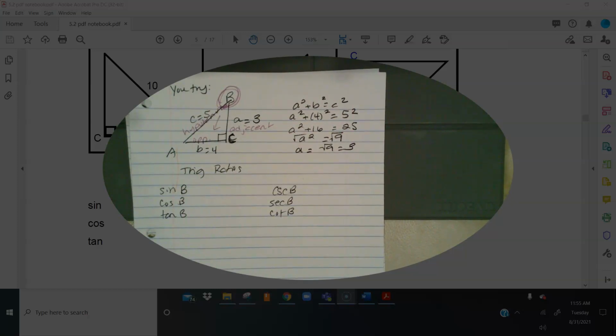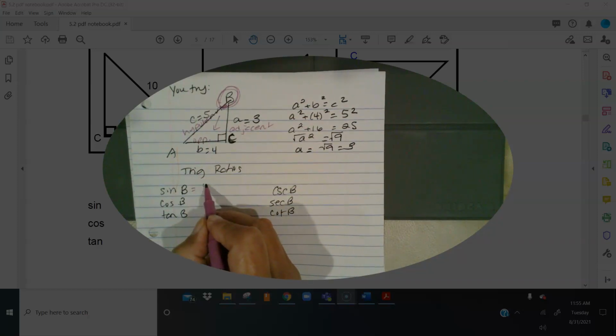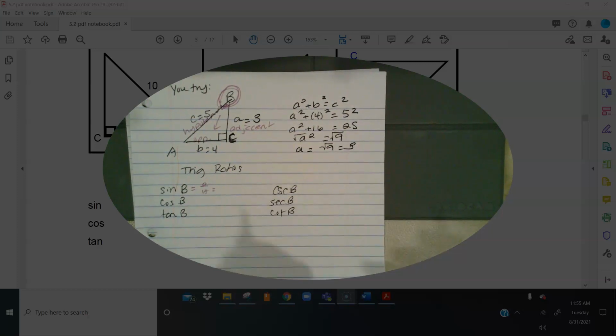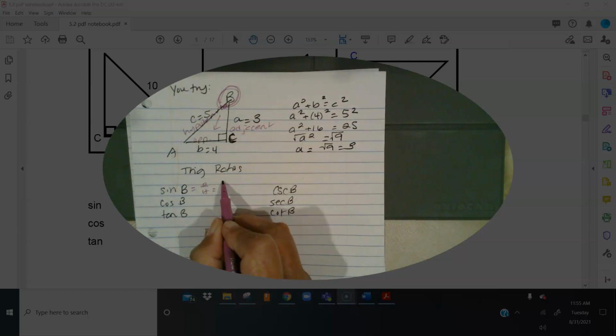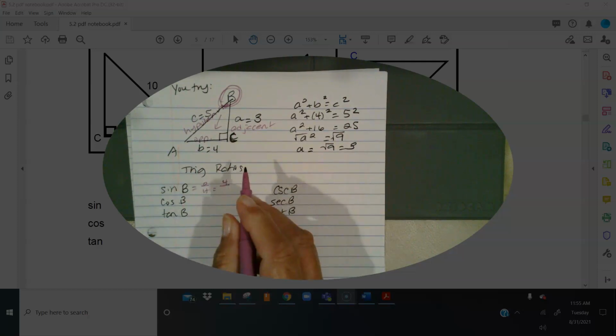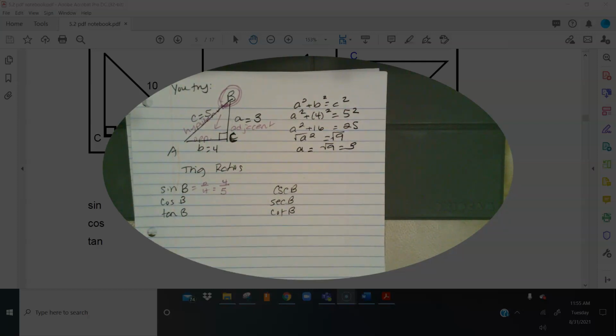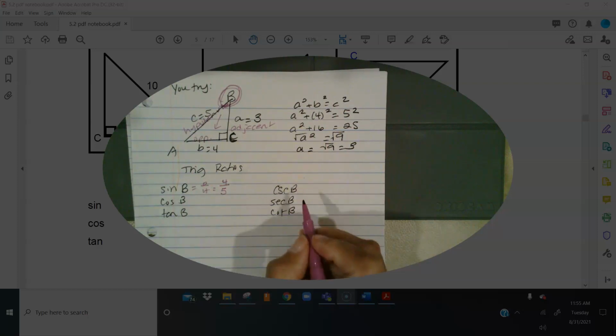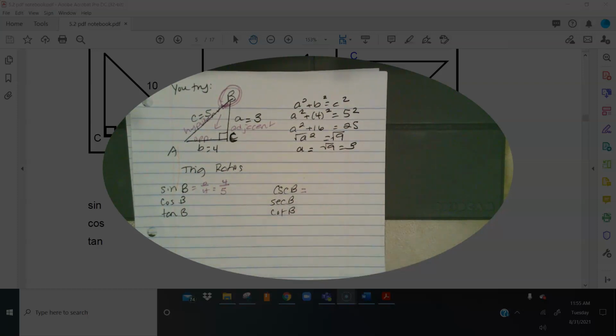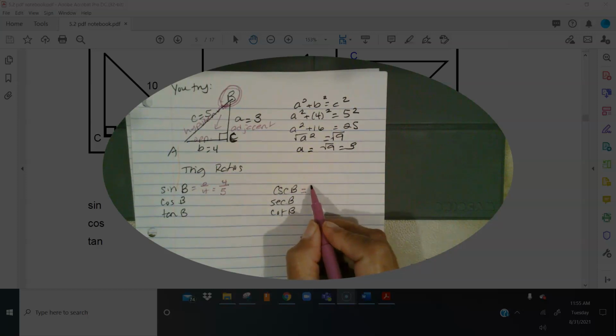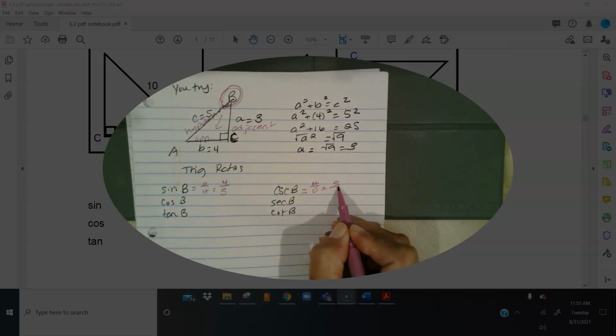Now we know the opposite, the adjacent, and the hypotenuse. We're ready to put in our information. So for sine, sine is opposite over the hypotenuse. The opposite side is 4. The hypotenuse is 5. We have the sine of B as a 4/5 ratio. The cosecant of B is the reciprocal relationship. It's hypotenuse over opposite, or 5 over 4.